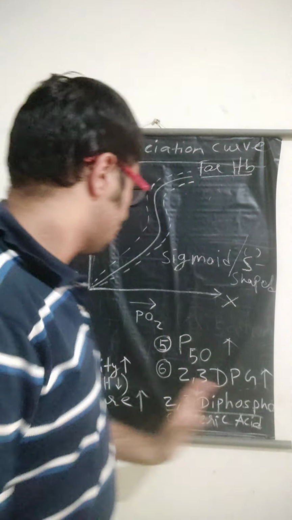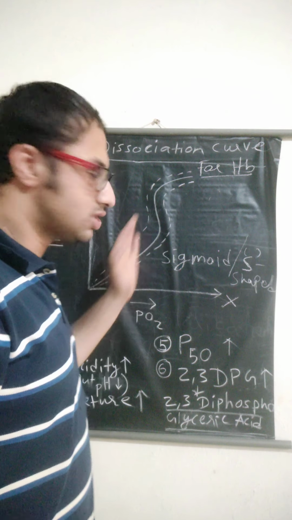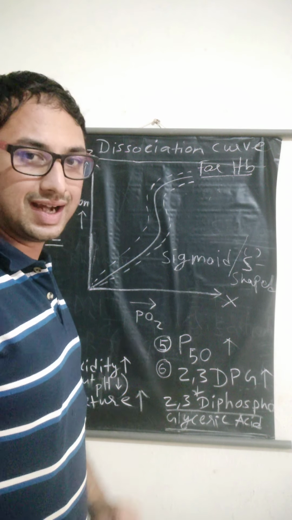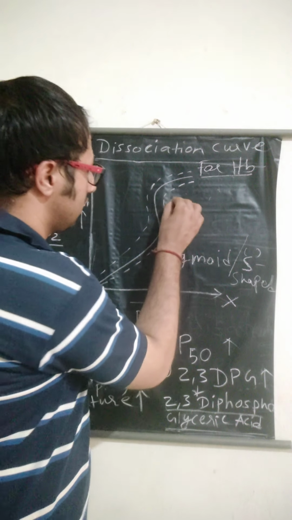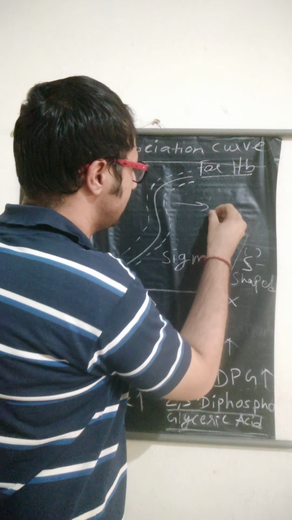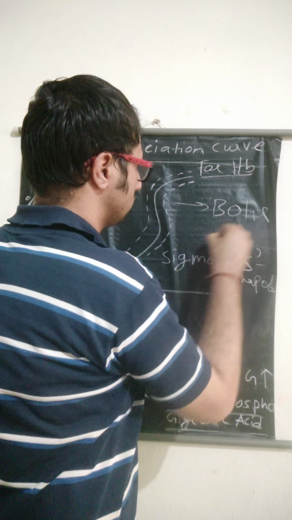In all these conditions, the oxygen dissociation curve will shift toward the right side. And this is also called the Bohr's effect. If it is shifting toward the right side, it is related to Bohr's effect.